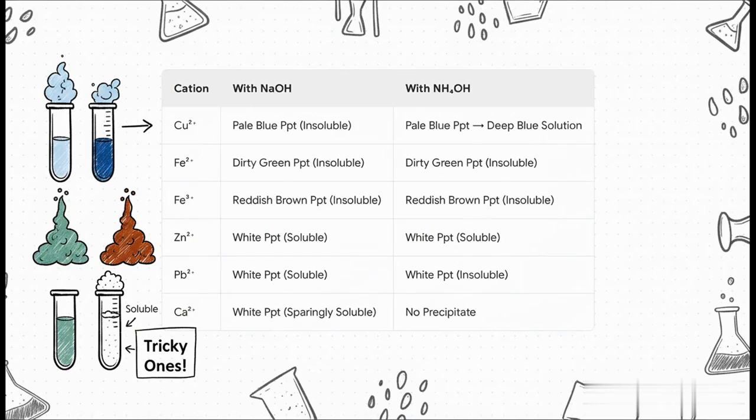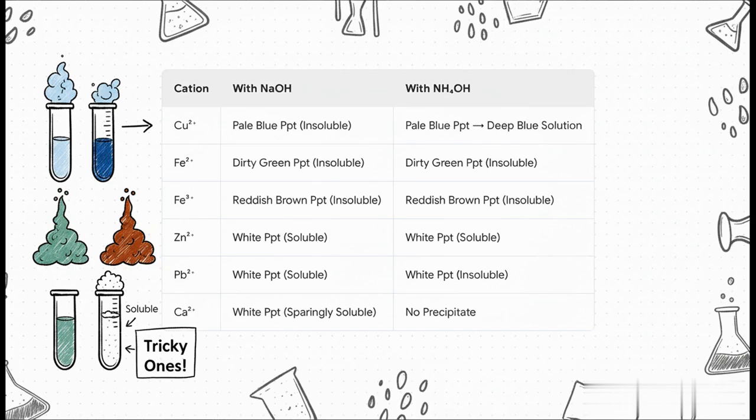Okay, and this right here, this is the Holy Grail, our evidence board. This is your cheat sheet for the whole investigation. Let's run through it real quick. Take a look at copper. It gives you a pale blue precipitate with both of our interrogators. But see what happens when you add extra ammonium hydroxide? Whoosh! It dissolves and turns into this incredible deep blue solution. Awesome. Now, what about iron 2 and iron 3? Super easy. They give you those really obvious dirty green and reddish brown colors.